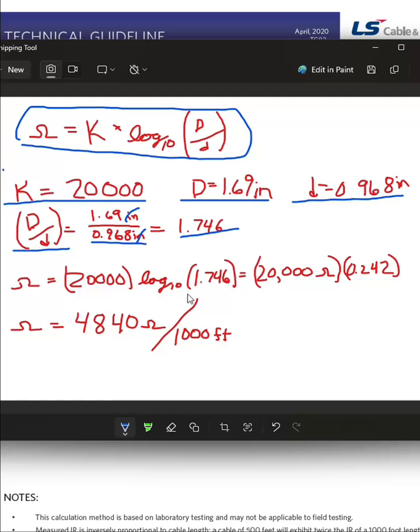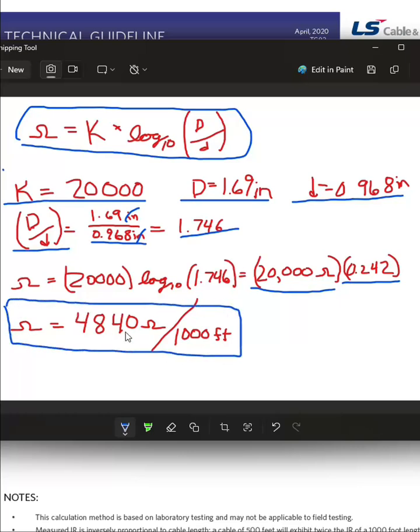1.746. Put that into a log and you find out that the log base 10 of 1.746 is 0.242. So you multiply that by your 20,000, and what you get is this cable should have been testing at 4,800 megohms. This should be megs right here, megohms per 1,000 feet. So our numbers were well above that. We had like 3,000 foot of cable or something like that, maybe it was 2,000, I can't remember, but it was well above what we were getting.